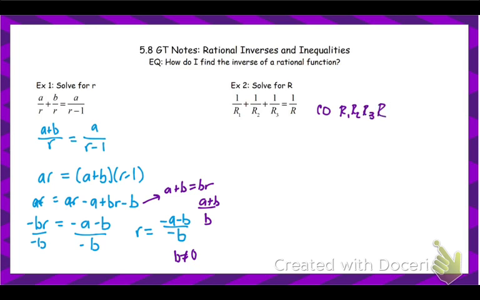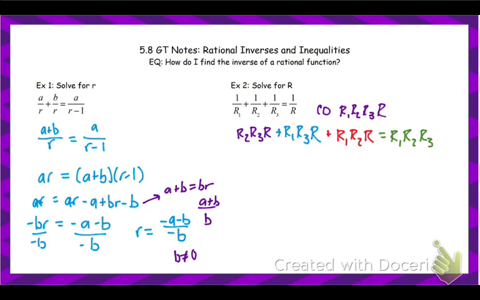So that means that my left fraction is going to need to get multiplied by r2, r3, and r. The middle fraction is going to get multiplied by r1, r3, and r. The third fraction is going to get multiplied by r1, r2, and r. And then on the other side of the equal sign, that's going to get multiplied by r1, r2, and r3.